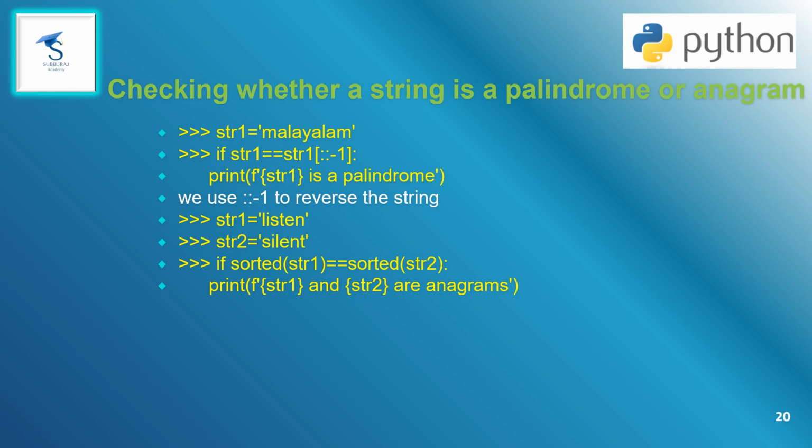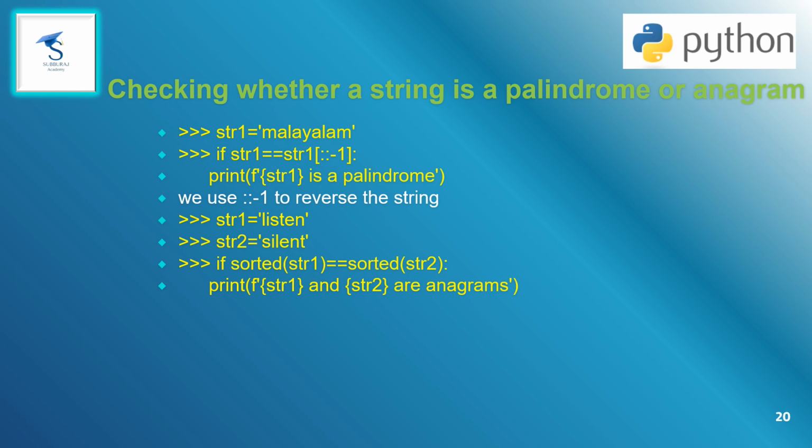Print if str1 equal to str1[::-1]. It means whatever you read from the beginning to the end, and then first letter, last letter, second letter, last but one letter, if they're equal, then you print that str1, the Malayalam, is a palindrome. So we use :-1, that is colon -1, to reverse the string.